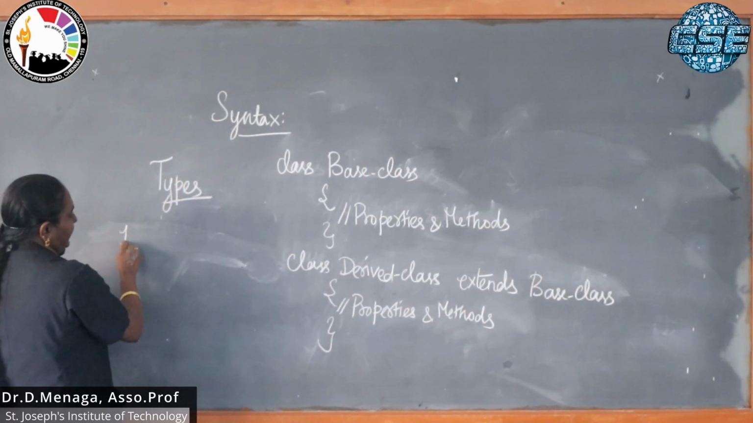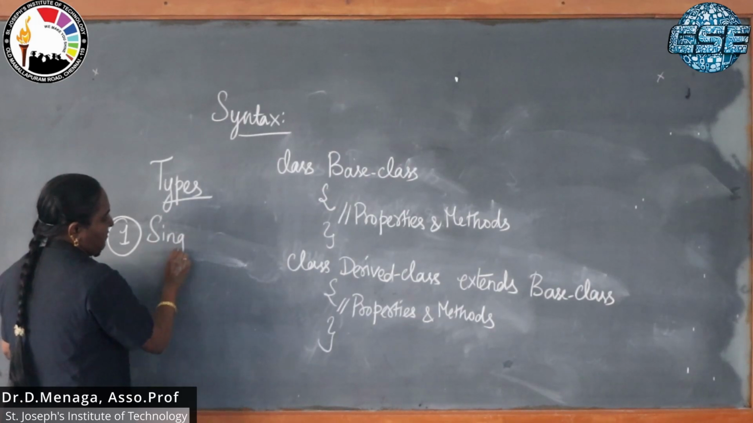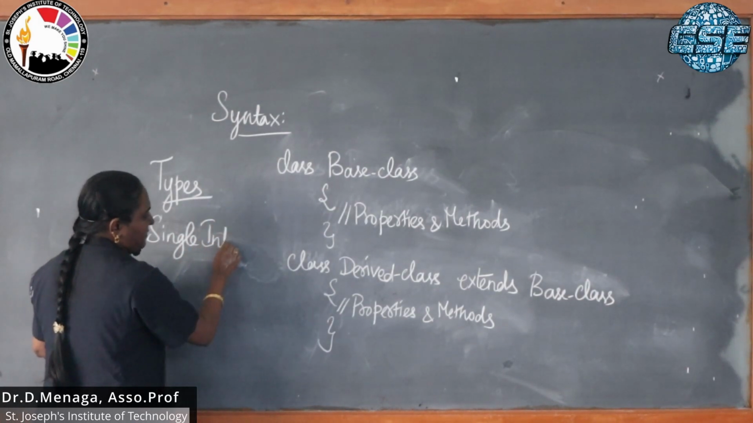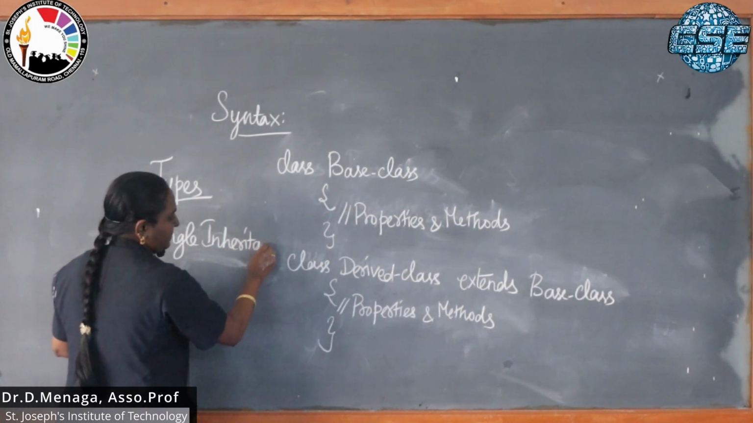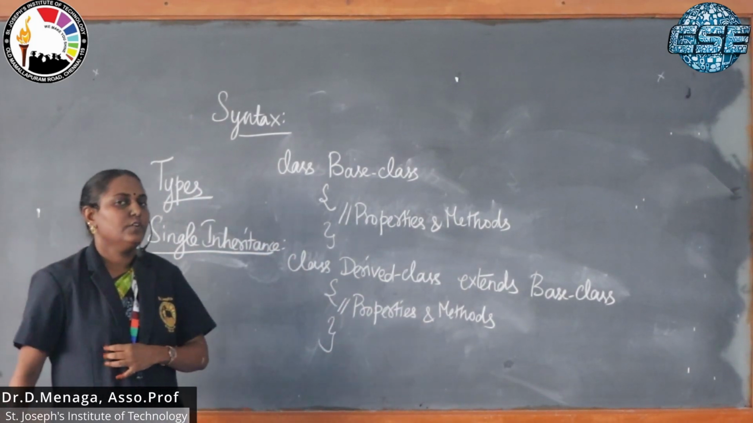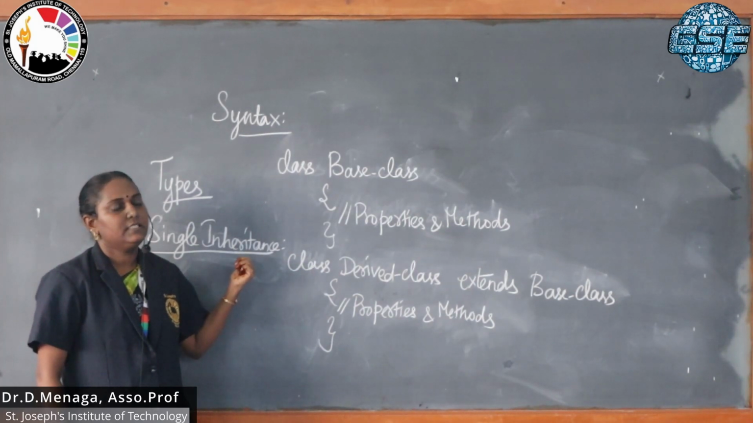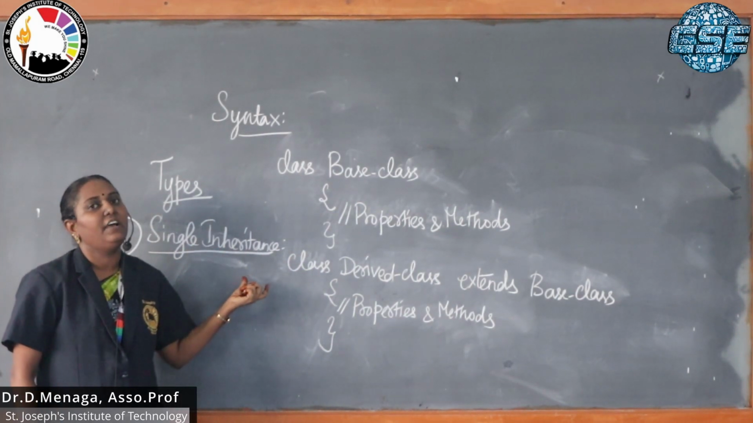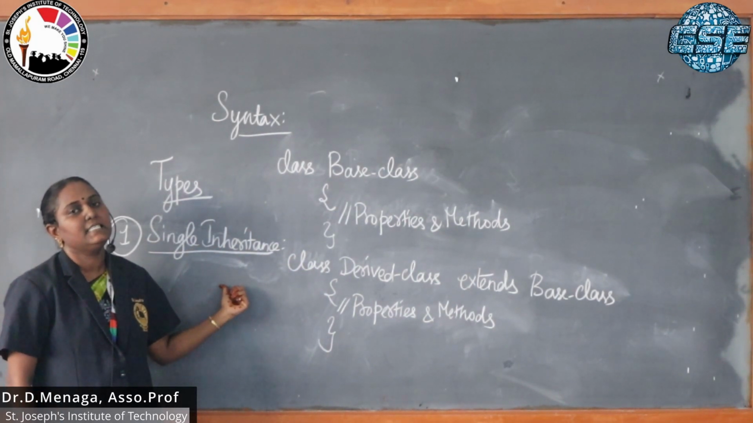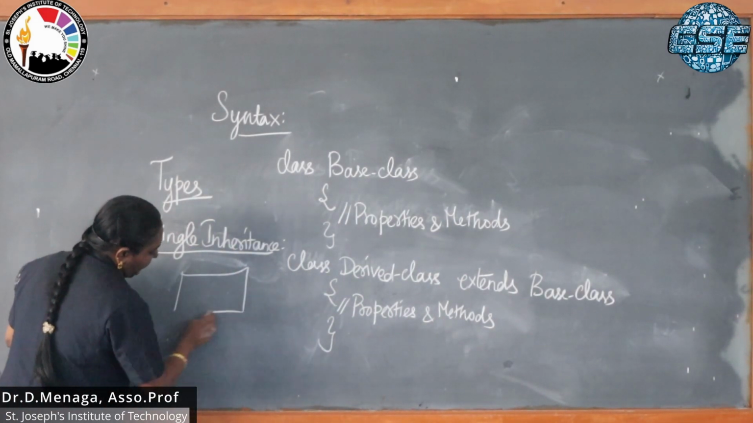The first type of inheritance is single inheritance. From the name itself you can find out what is meant by single inheritance. Single inheritance is nothing but having a single base class and a single derived class. Let us see the diagrammatic representation of it.